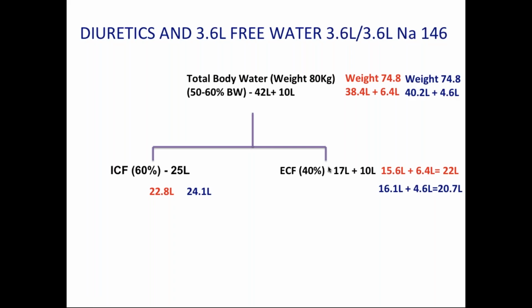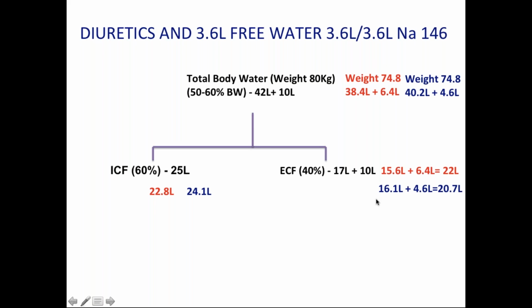Now, when we give him diuretics and the free water, even though his weight remains the same, the 3.6 liters that he's lost, half of it is like normal saline and will come out. 1.8 liters will come out from the extra edema that he has, and so his edema compartment goes down from 6.4 to 4.8. But the plain water that we give will go again in the same ratio, 60% into the intracellular compartment and 40% into the extracellular compartment.